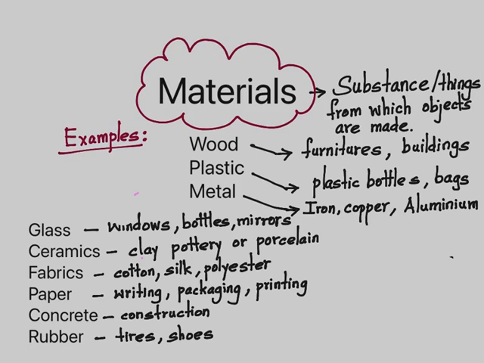Fabric like cotton, silk, and polyester is used for making clothing and textiles. Paper is used for writing, packaging, and printing. Concrete is a very strong and durable material and is used in construction. Rubber is known for its elasticity and used in making tires, shoes, etc.